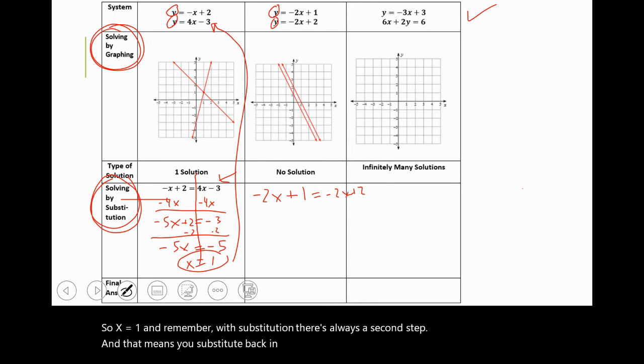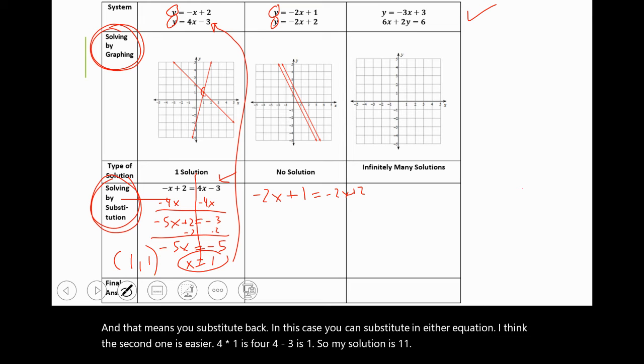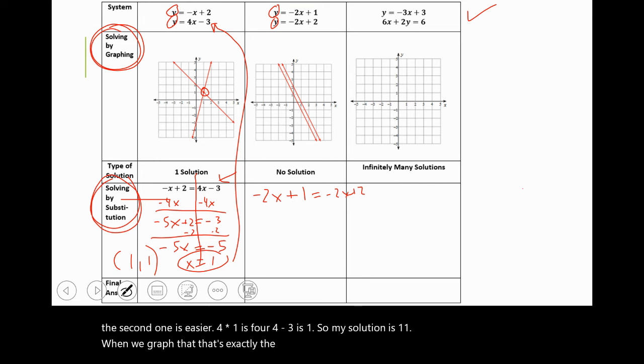In this case, you can substitute in either equation. I think the second one's easier. 4 times 1 is 4. 4 minus 3 is 1. So my solution is 1, 1. Well, when we graph that, that's exactly the same thing we get. So again, there's more than one way to do this problem.